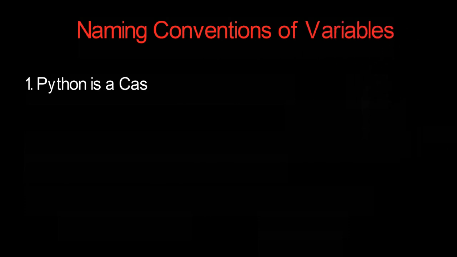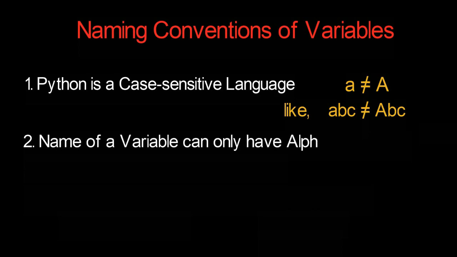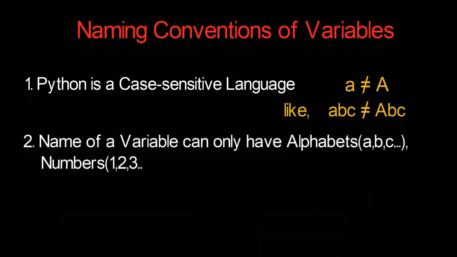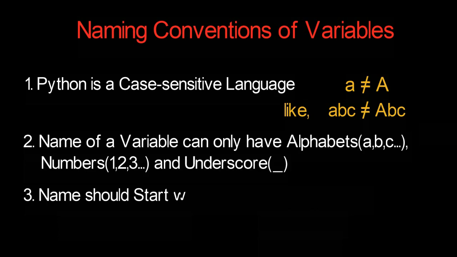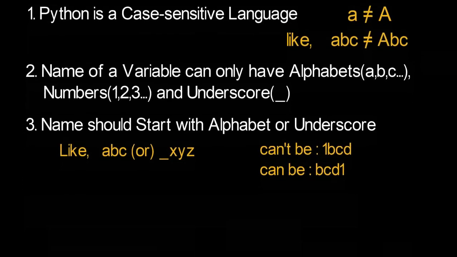Also, now let's look at some naming conventions according to which we can name a variable. Firstly, Python is a case-sensitive language, which means that the value of small a is not equal to capital A, so small a and capital A can be used as two different variables. Secondly, the name of a variable can only have alphabets, numbers and underscore in it. And thirdly, the name of a variable should always start with an alphabet or an underscore, like ABC or underscore XYZ. But it cannot be 1BCD, but it can be BCD1 or something like that.